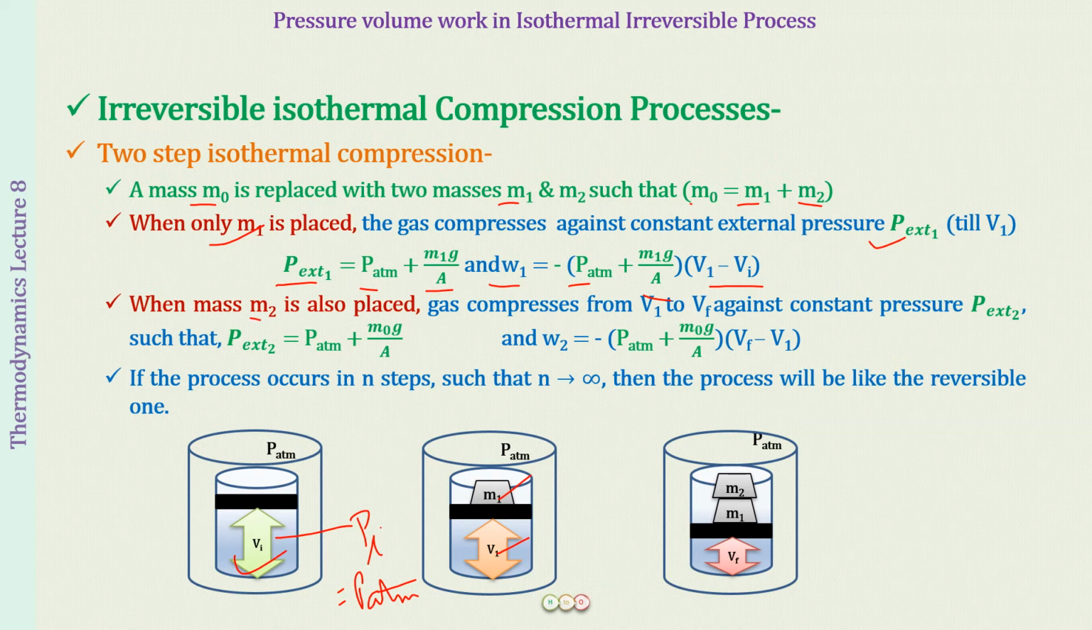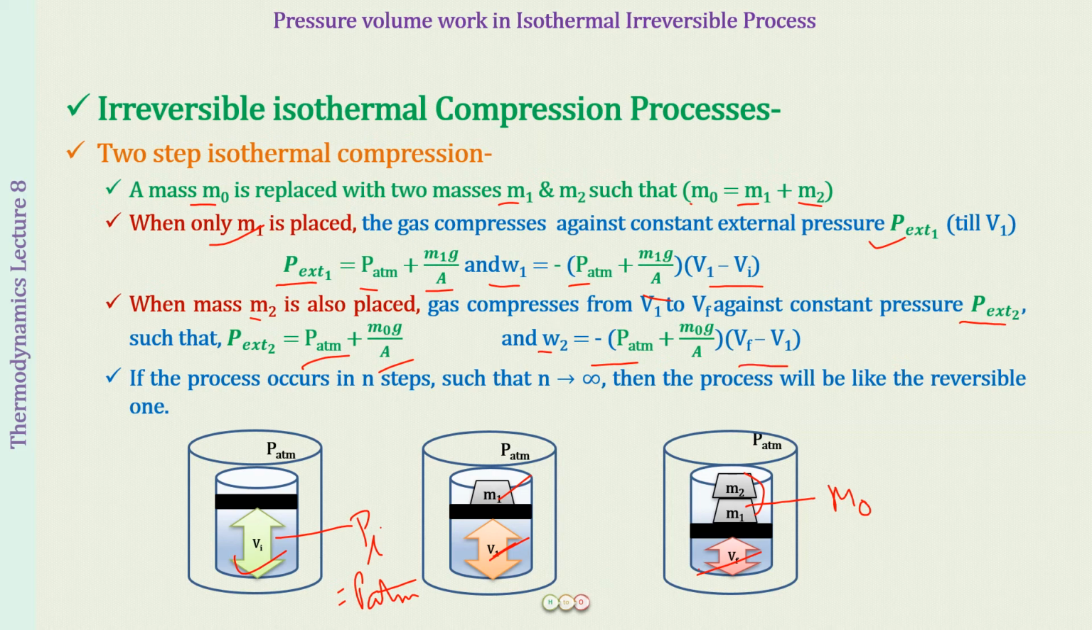Then we placed m2 mass. Now it is going to be compressing from V1 to Vf, again against a constant external pressure. In this case the constant external pressure is going to be P external 2, and P external 2 will be equal to what? P atmosphere plus m naught G upon A, because m1 plus m2 is equal to m naught. Right, and work done will be equal to minus P atmosphere plus m naught G by A into Vf minus Vi.